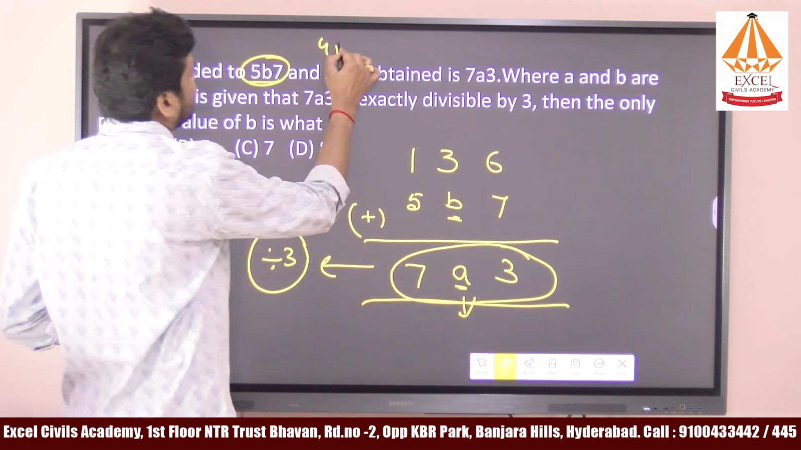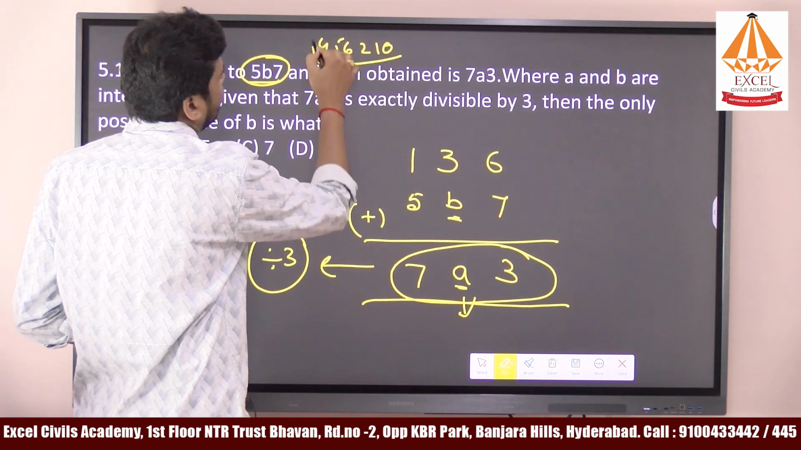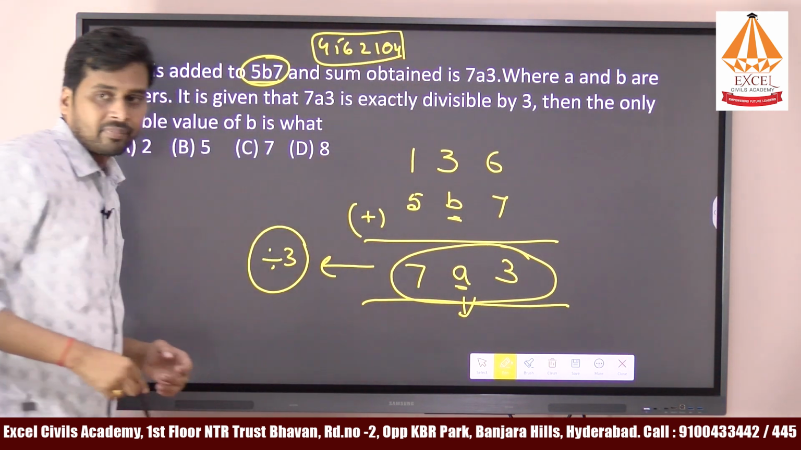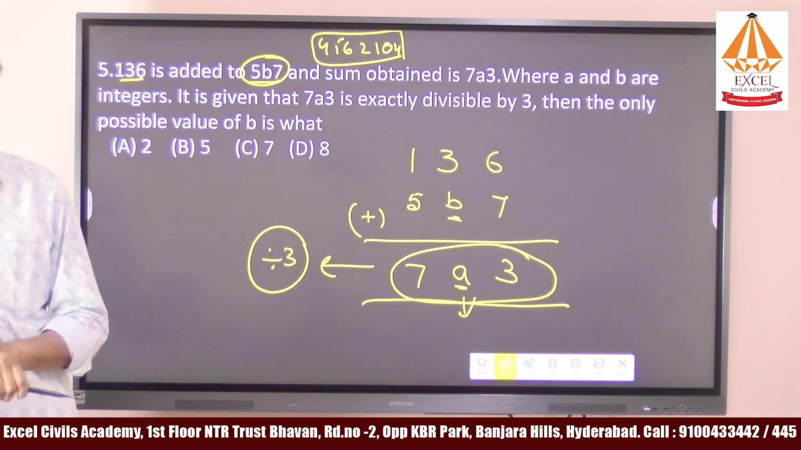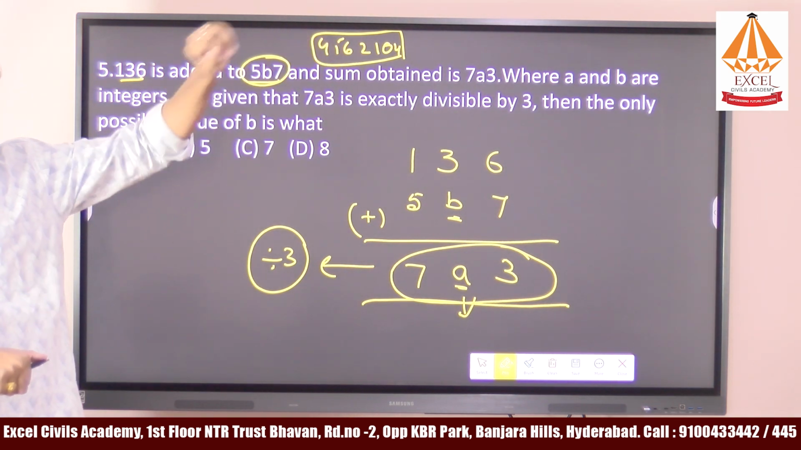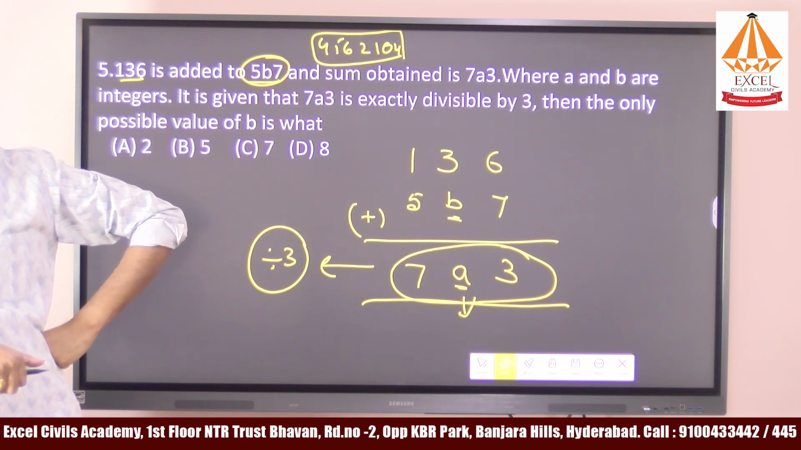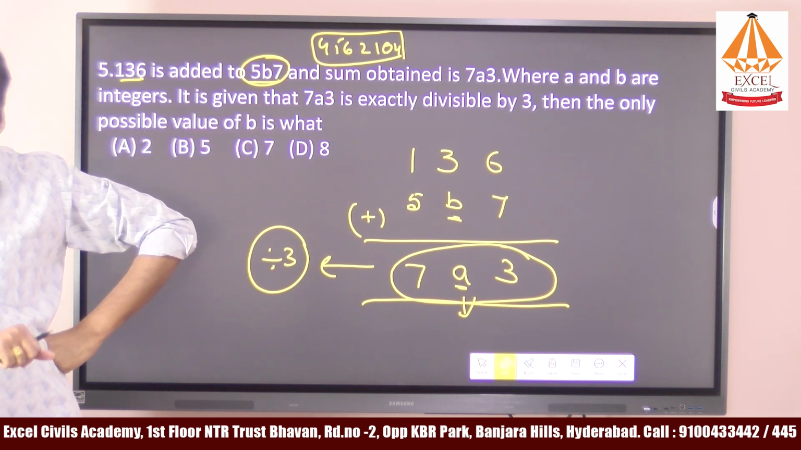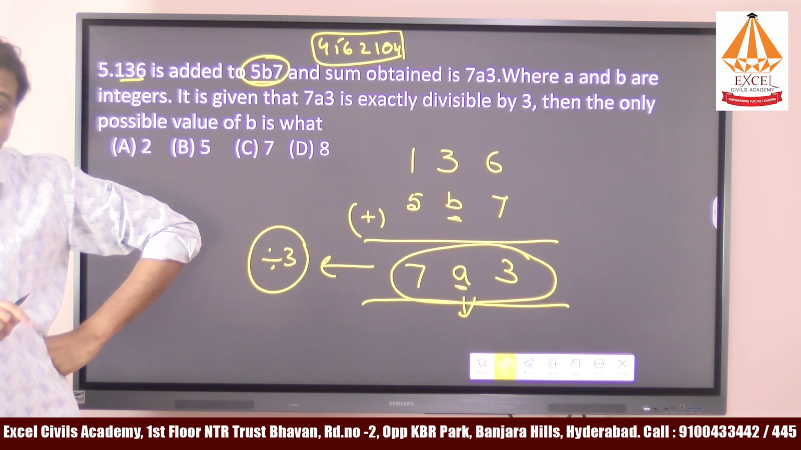like 4, 5, 6, 2, 1, 0, 4. Okay. Is this number divisible by 2? How? You did not divide the whole number, but still you are saying that the number is divisible by 2. How? By using the divisibility rule. What is the divisibility rule of 2?